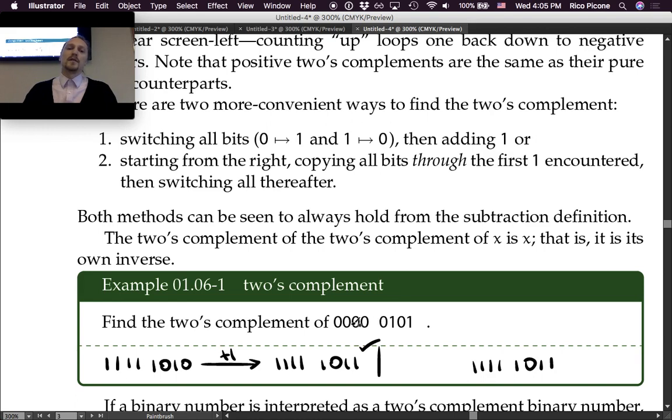Because we switch all the bits. So anyway, there are just little tricks, right? To get you there a little bit quicker, but they work.